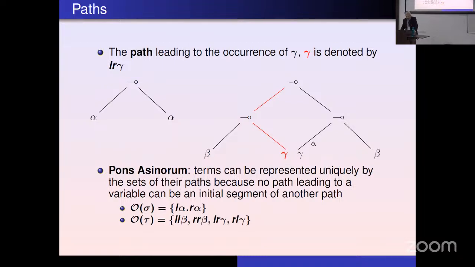Now, a classical result is called pons asinorum, the bridge of the donkeys. This is the way the logicians in medieval Europe used to call the most basic facts. And so terms can be represented uniquely by the set of their paths, because no path leading to a variable at the end can be an initial segment of another path leading to a variable. So we can view them also as a collection of paths.